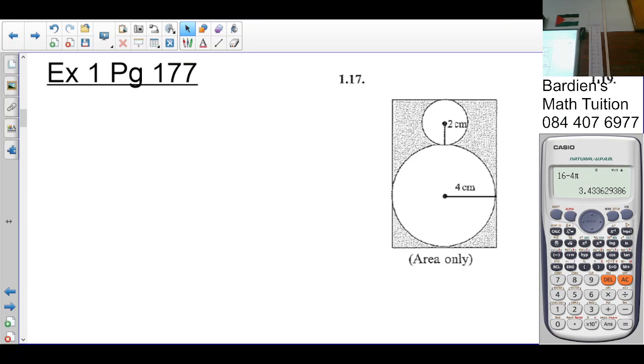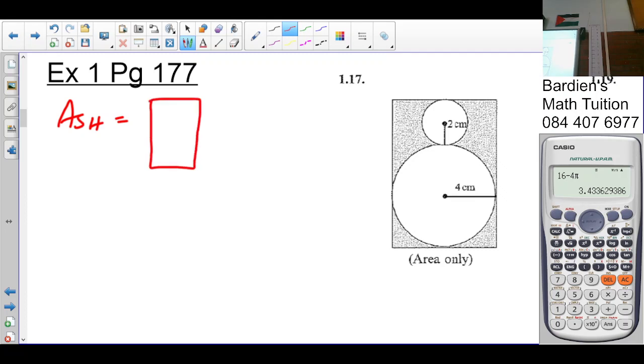Right, let's look at 1.17. Come, people. 1.17. The area of the shaded region. What do we have here? The rectangle is measuring, what's the length of this rectangle? 8. And the length? Remember, from there to there is how much? 4. And from there to there? 4. So it's 8 in total. From there to there? 2. And there? 2. So it's 4, 8, 12.